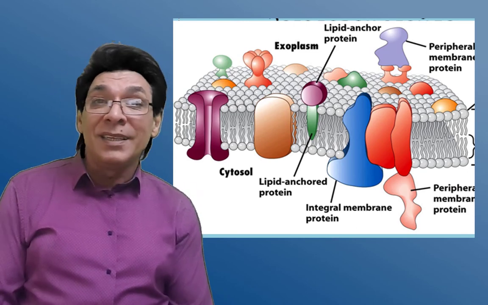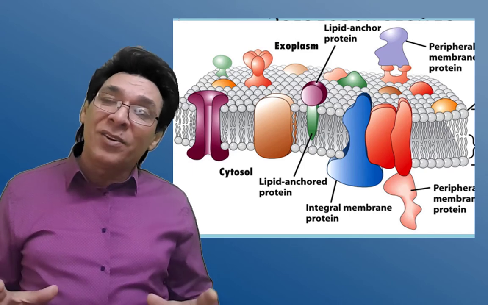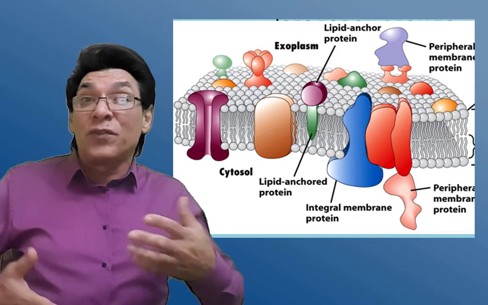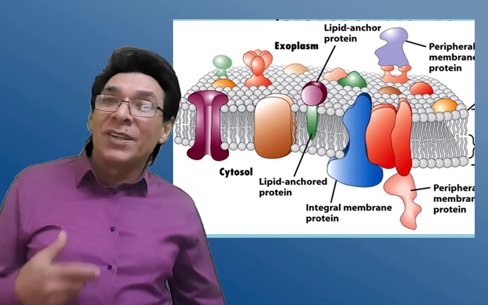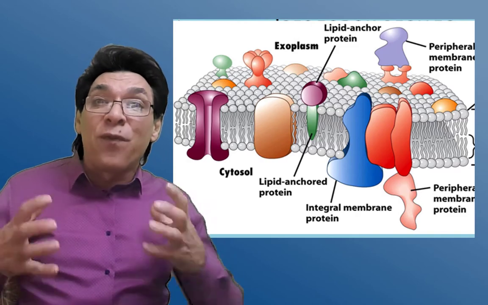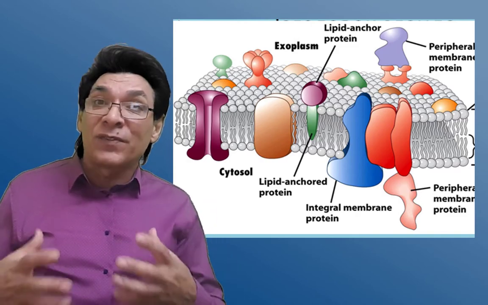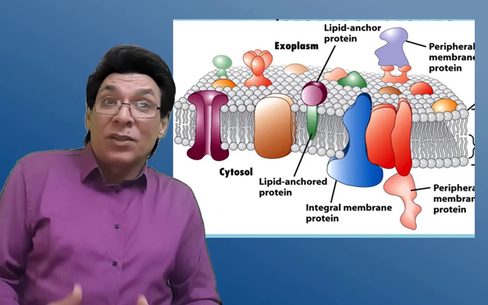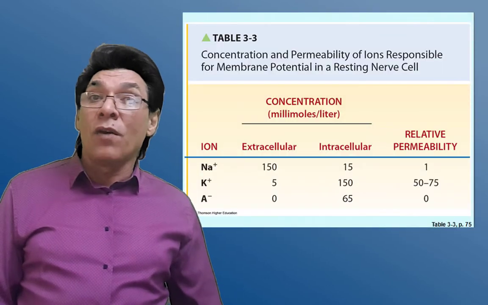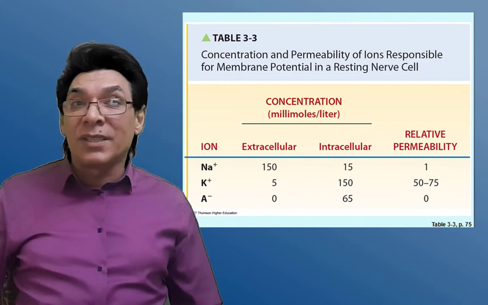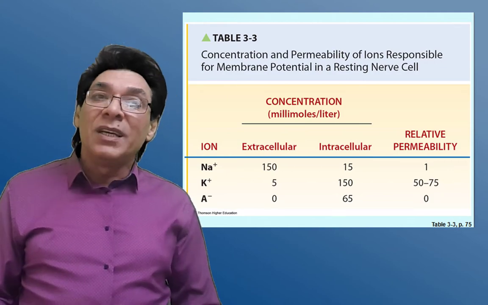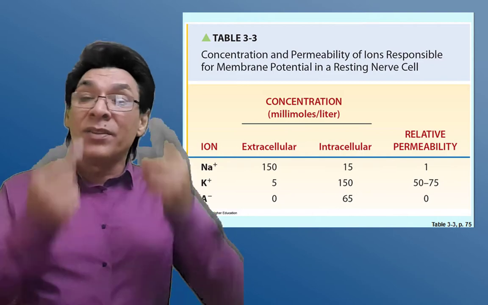The cell membrane is composed of a phospholipid bilayer and has many transmembrane proteins, including different types of channel proteins that serve as ion channels. The sodium-potassium pump requires energy in the form of adenosine triphosphate, ATP, so it is also referred to as an ATPase. The concentration of sodium is higher outside the cell than inside, and the concentration of potassium is higher inside the cell than outside.